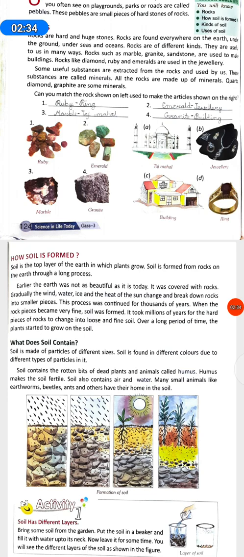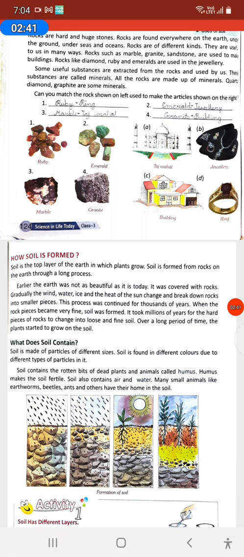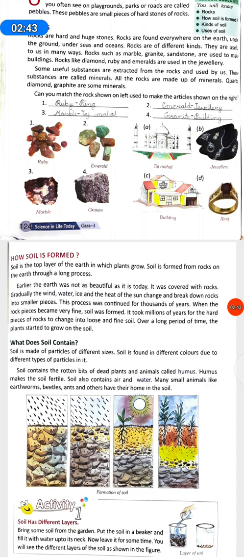into small pieces. This process continued for thousands of years. When the rock pieces became very fine, soil was formed. It took millions of years for the hard pieces of rocks to change into loose and fine soil. Over a long period of time, the plants started to grow on the soil.